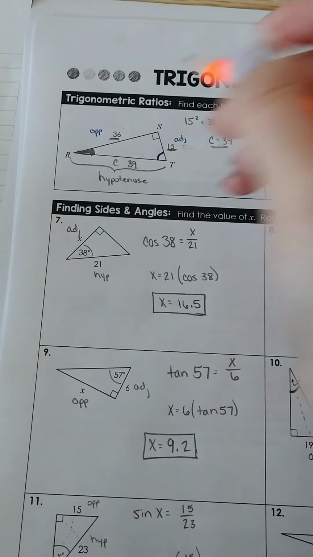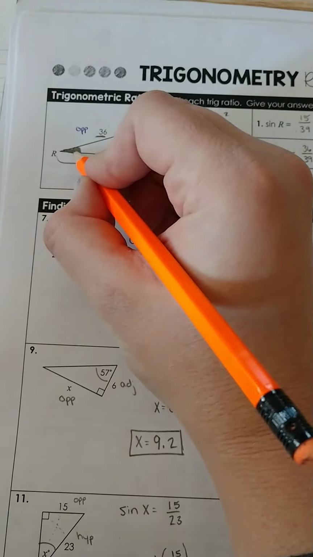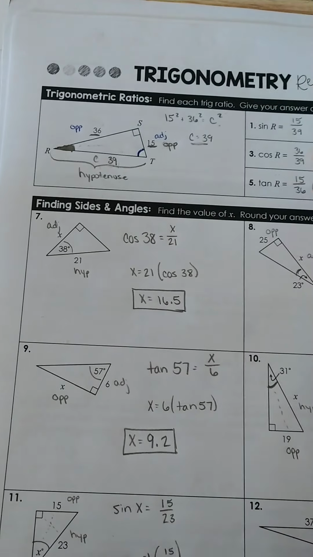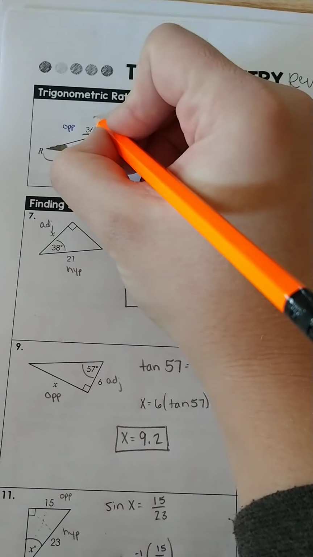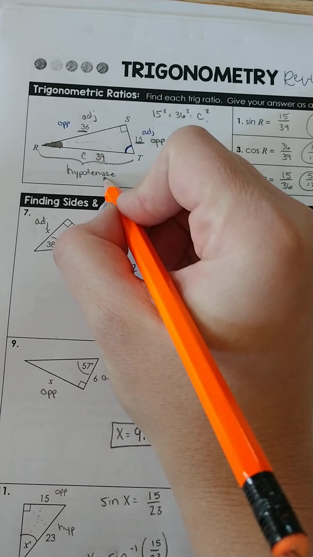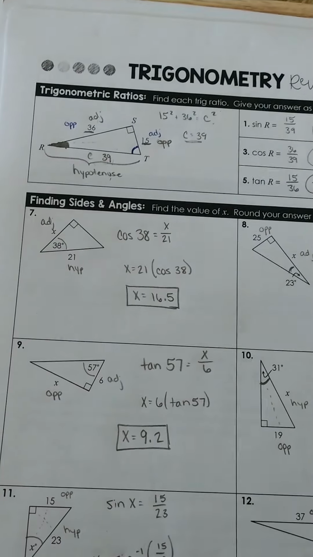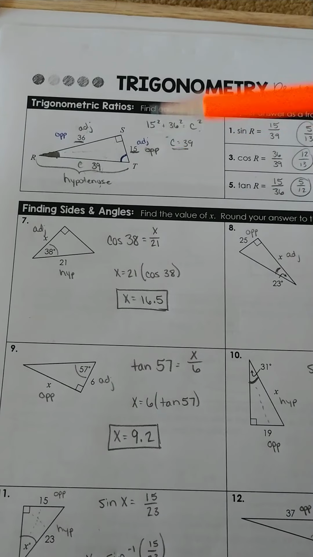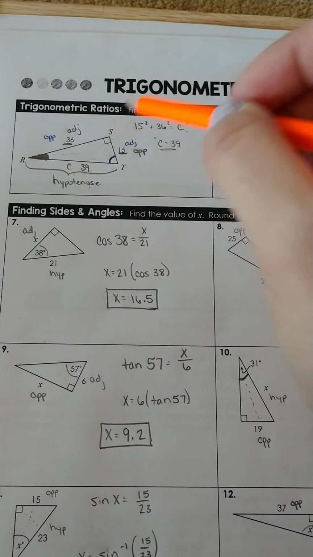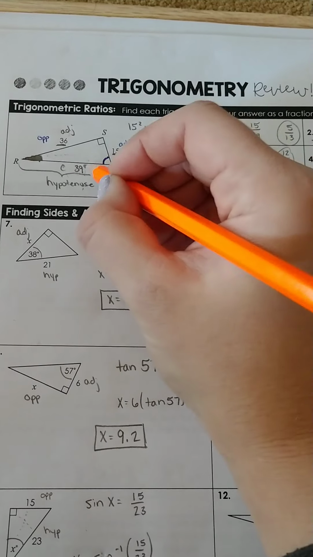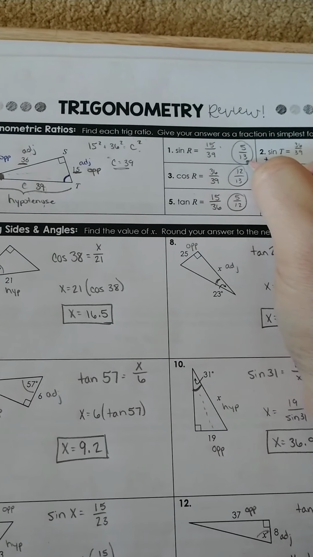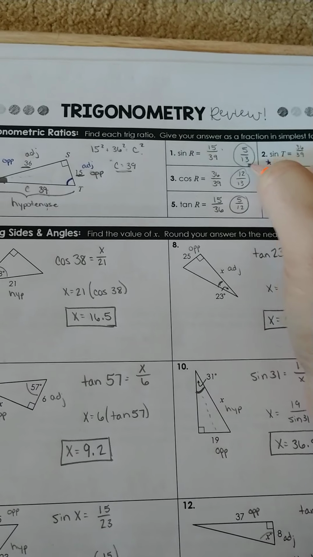So we went through and we labeled everything. So for R, our opposite is over here. So opposite, this is your adjacent of angle R, and this is your hypotenuse of angle R. The pencil, if you cannot tell, has to do with angle R. So sine is opposite over hypotenuse. So we would put 15 over 39. 15 over 39, that reduces to 5/13. So this is your answer.